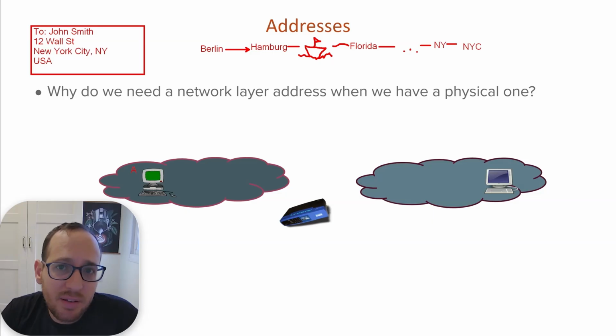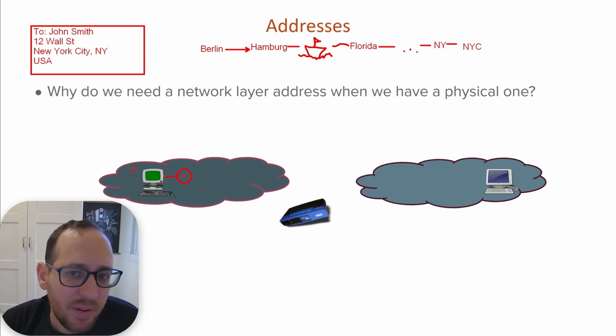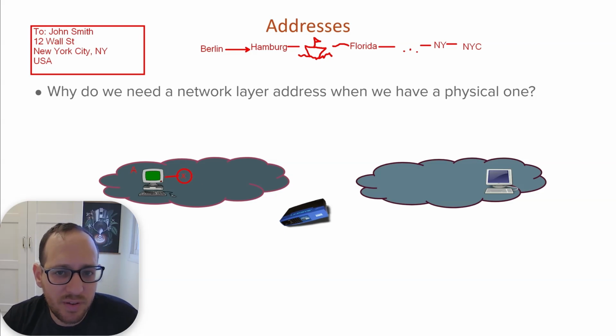If we have that in logical addresses, so we have the equivalent, then it means this computer here will send the packet to the closest router. A router is usually marked like this, a circle with an X. And now this router needs to choose if it sends the packet to this router here or the other one. Now, how is it supposed to choose?